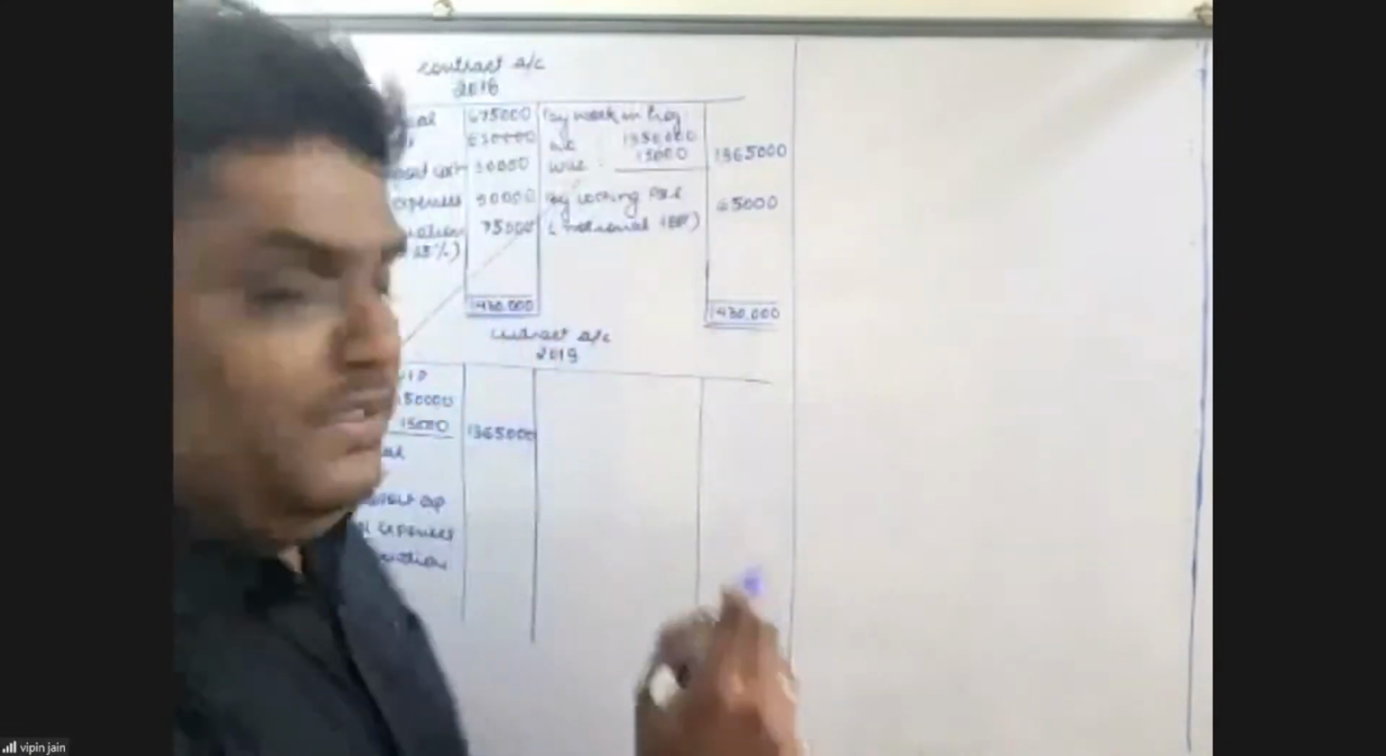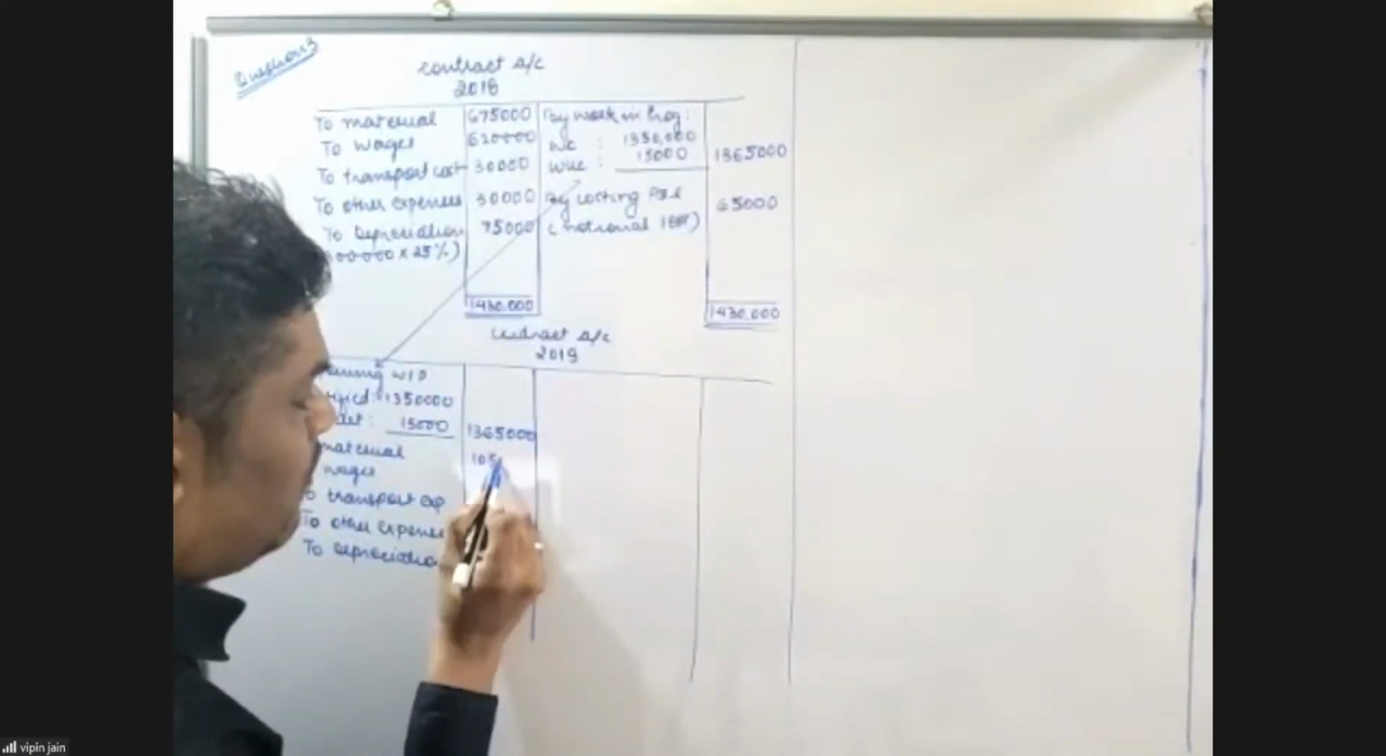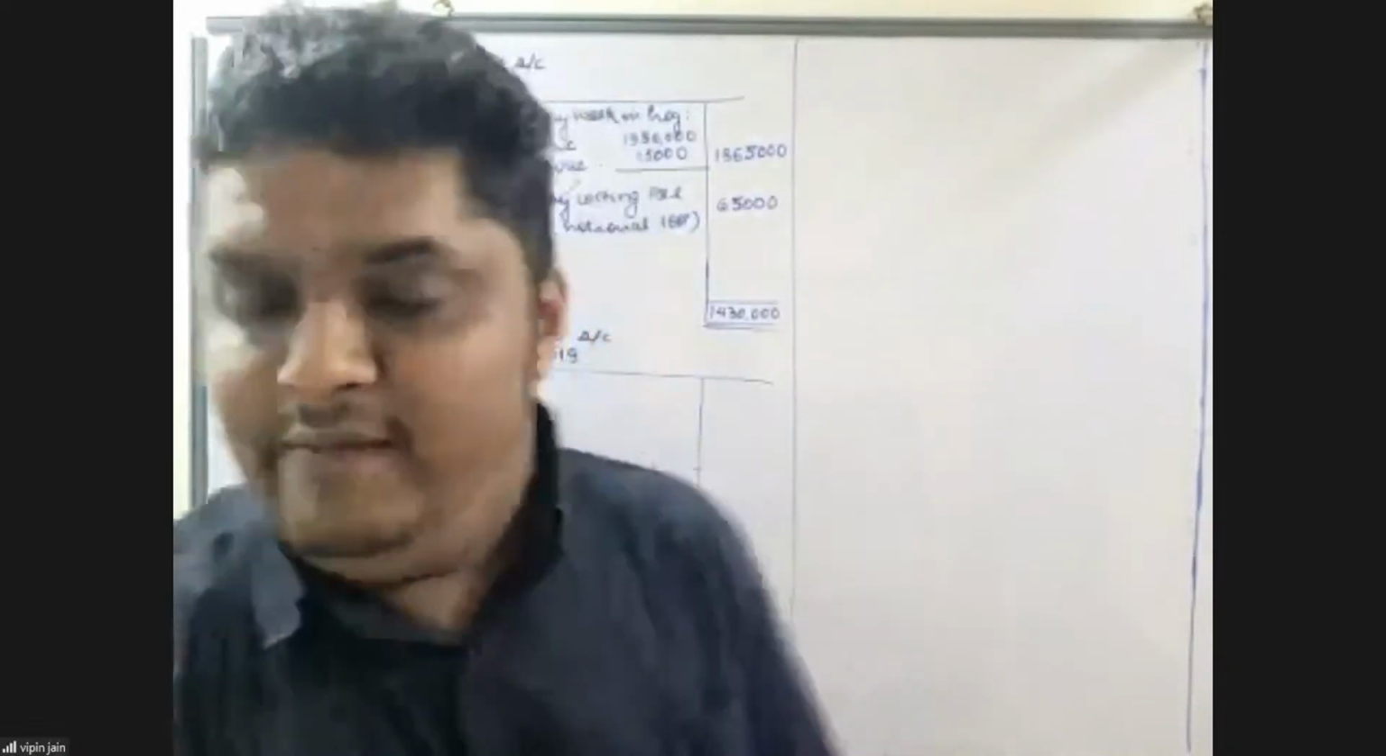So 10,50,000 is my material cost. Nine lakh is my wages.